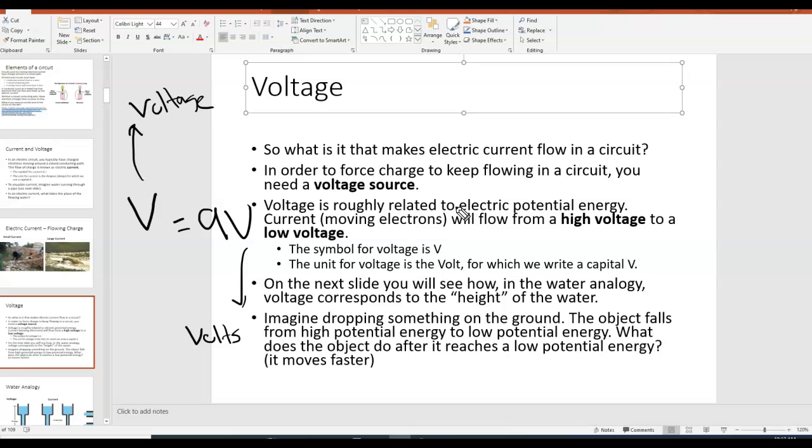Sorry about that. Now, the analogy we made before was that current is basically how quickly the water is flowing around in the circuit. So I'm going to just erase this and go on to the next slide.